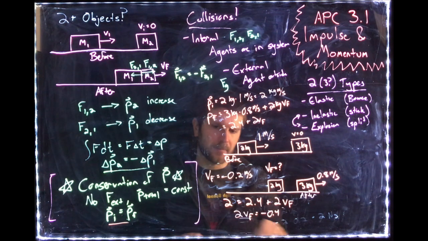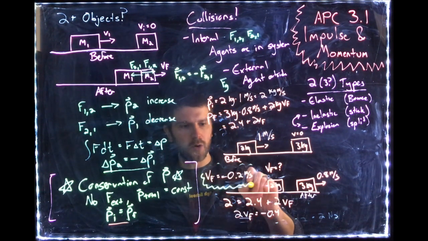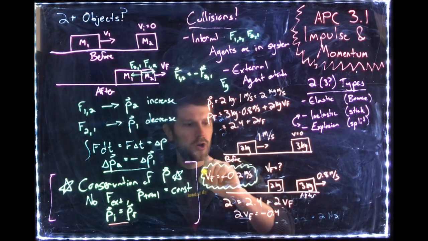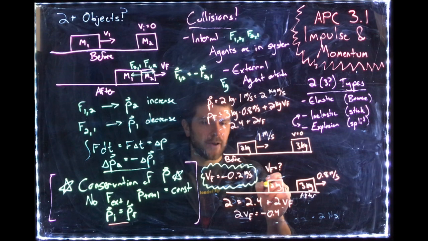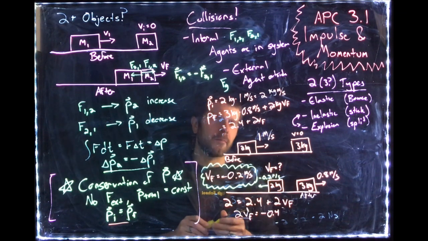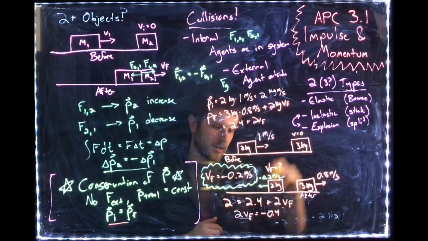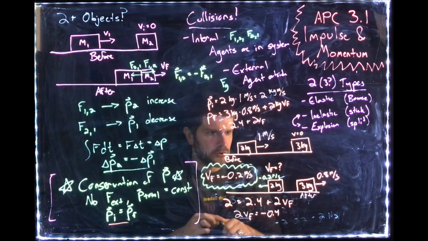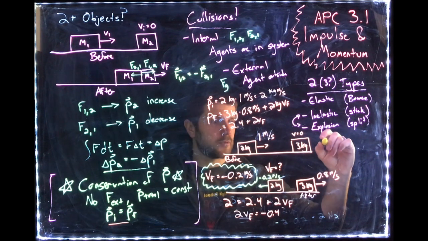0.2 meters per second. And what I love about conservation of momentum is we didn't have any idea what was going on with the 2 kilogram block, but not only have we found its final speed, we've also found that it's got a negative velocity, that it has to be moving this way. So the 2 kilogram block actually bounced off the 3 kilogram block and moved the 3 kilogram block to the right.